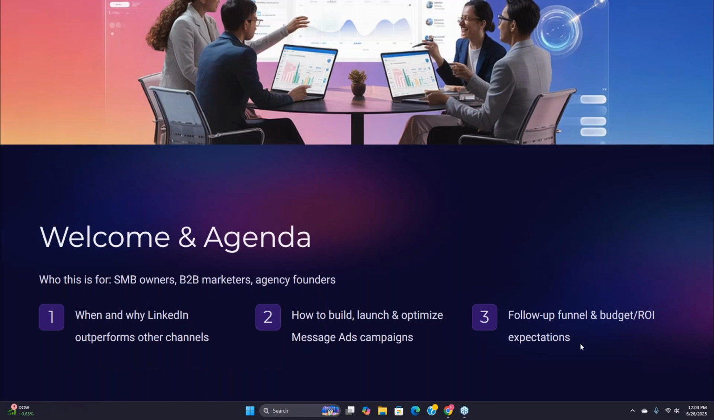So basically, who this is for. This is for small business owners, B2B marketers, agency founders. We're going to cover when and why LinkedIn outperforms other channels. We're going to cover how to build, launch, and optimize message ad campaigns, and then follow up funnel and budget ROI expectations.